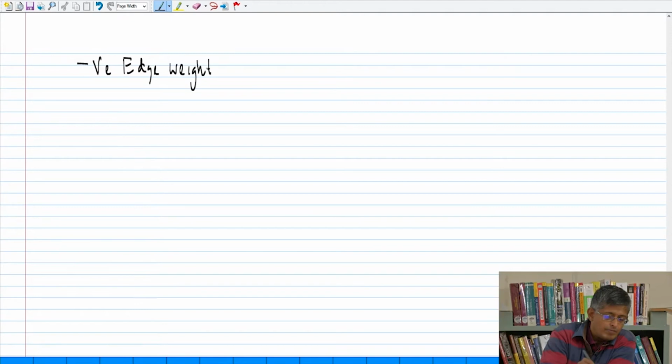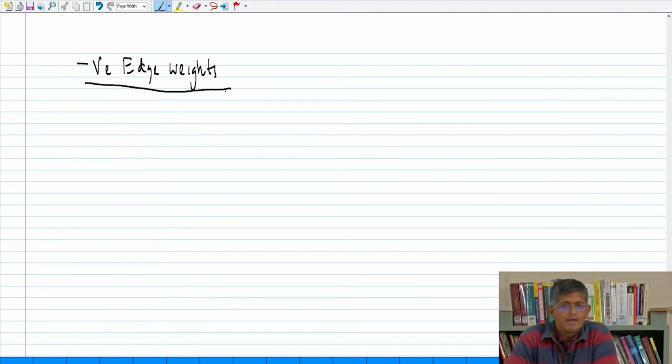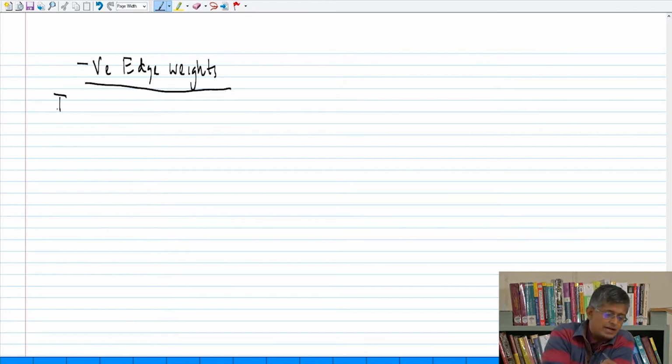So what happens if there are negative edge weights? Will the algorithm work when you have negative edge weights? For example, I am going to suggest the following idea. Look at all the edge weights, and let us assume you have negative edge weights. Add a constant to all the edges and make all the edge weights positive. So here is an attempted idea.